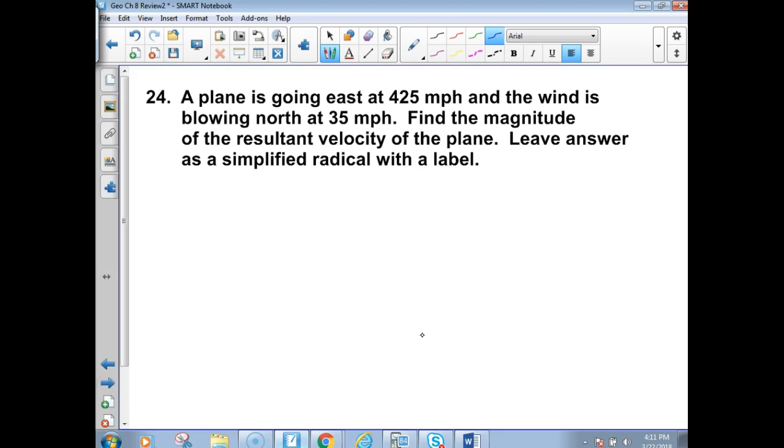24 says a plane is going east at 425 miles an hour, and the wind is blowing north at 35 miles an hour. Find the magnitude of the resultant velocity of the plane. Leave answers in simplified radical with a label. Well, we'll see if we want to do a simplified radical. I'm not going to force that on you.